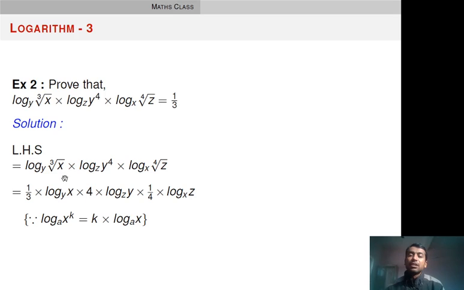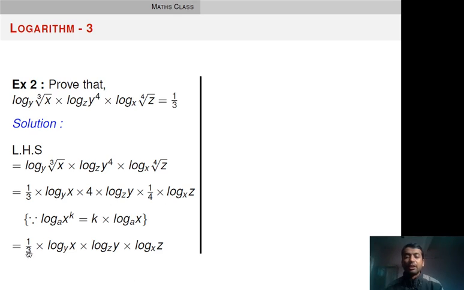Here, is any more simplification possible? Yes, this 4 and 4 can be cancelled. So let's cancel them. It means we will have 1 by 3 log x base y into log y base z into log z base x. Okay, now the term looks comfortable and simple.